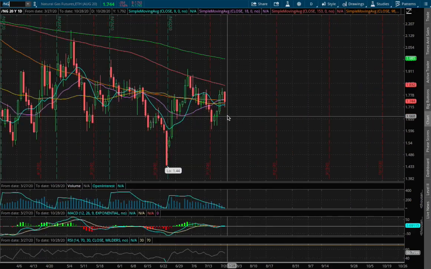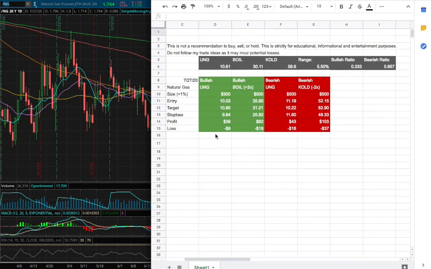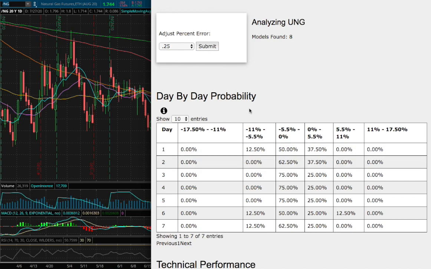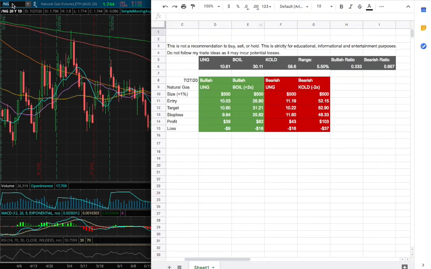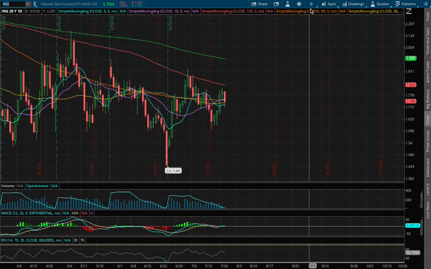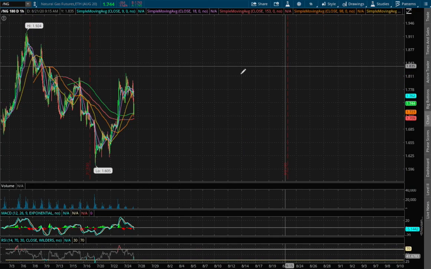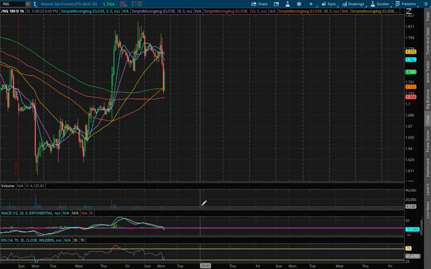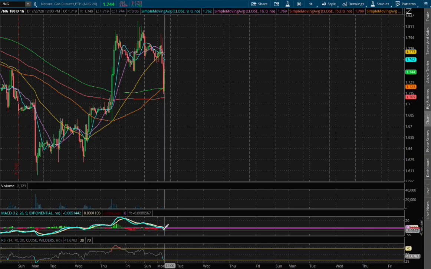Hello viewers, we'll be going over natural gas, my trade ideas for this week, and how I developed my trade ideas. So let's start off with the technical analysis for natural gas. We are down 3.5% on the 1-hour chart. We were at oversold RSI and we have now reached negative MACD.